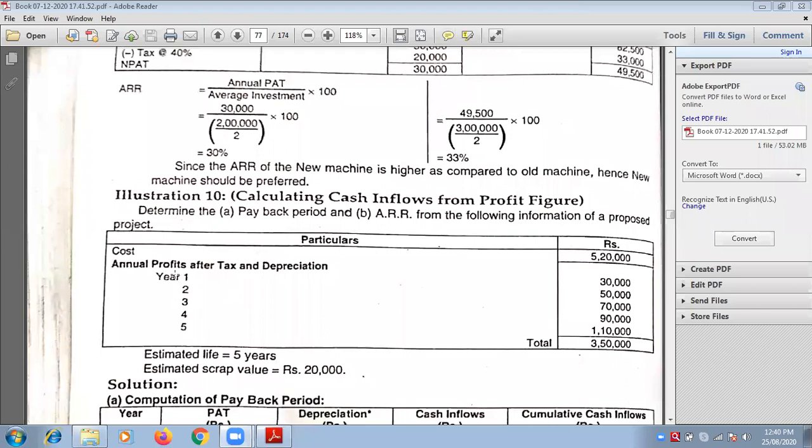Annual profits after tax and depreciation. So after means tax is already deducted and depreciation is also deducted. How many years do we have? 5 years of profit: 30, 50, 70, 90 and 110. These are the profits of 5 different years. Estimated life of the project is 5 years and estimated scrap value is also given, 20,000.